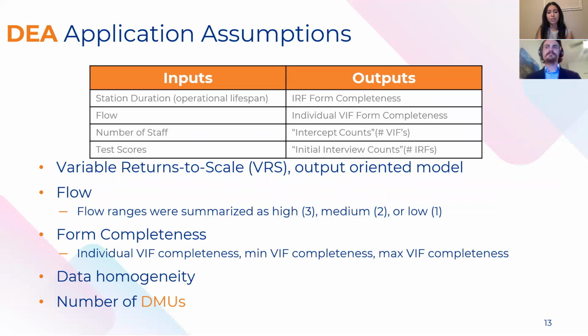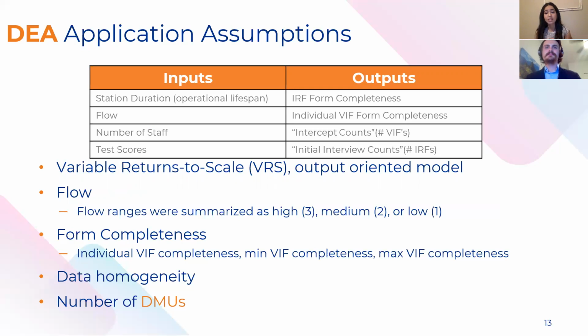So through discussions with LJI and analyses of available data, we identified key inputs and outputs for our DEA modeling. So we considered 4 inputs for each station: station duration, number of staff, test scores, and flow. The station duration is the length of time that LJI has operated a station. The number of staff members represents the average number of LJI personnel employed by each station each quarter.